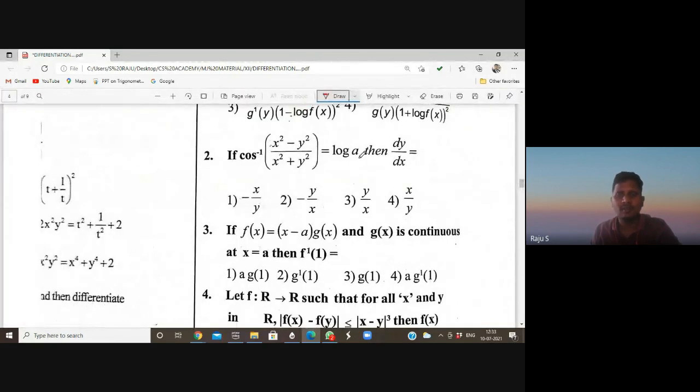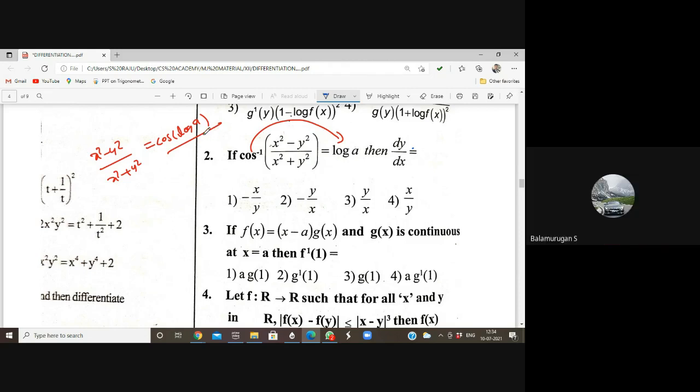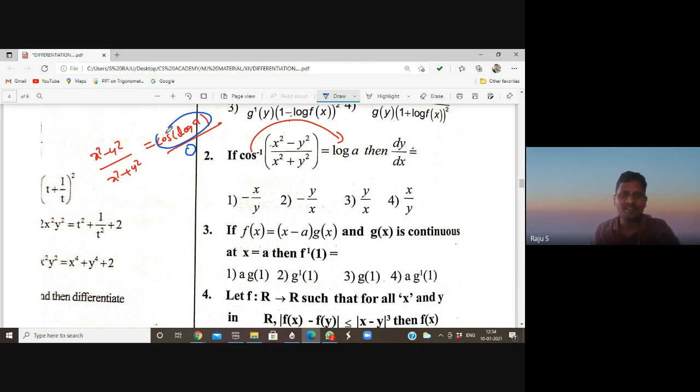Next question. Here, in this case, x square minus y square by x square plus y square is equal to cos inverse. Take the right side, because we should not differentiate directly. So we are going to get cos of log a. Yes or no? Cos of log a. When I differentiate now on both sides, what about the right side value? Cos of log a becomes minus sine of log a, log a into 1 by a, into log a differentiation 0. Total, it is a constant.